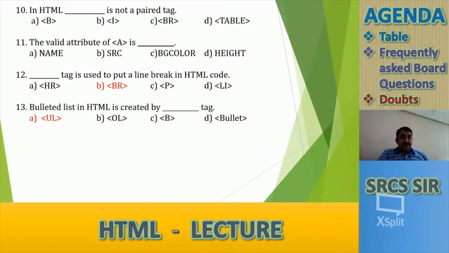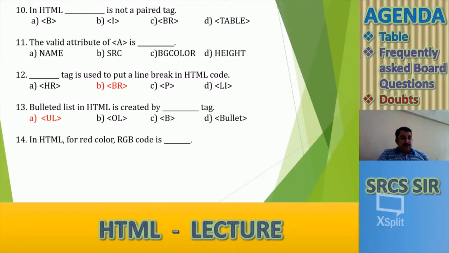Good. That is also the correct answer. Don't get confused with bullet. There is no tag called bullet. This you know very well in HTML. The color code for red. In HTML, the color code for red.